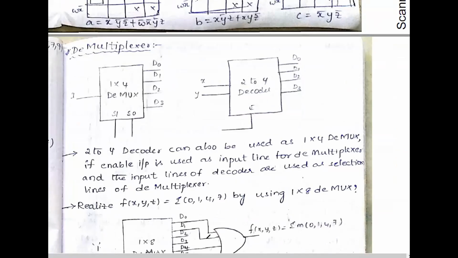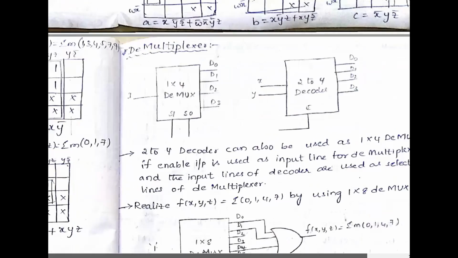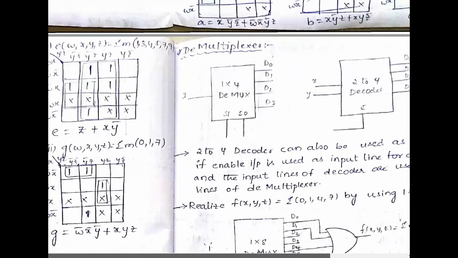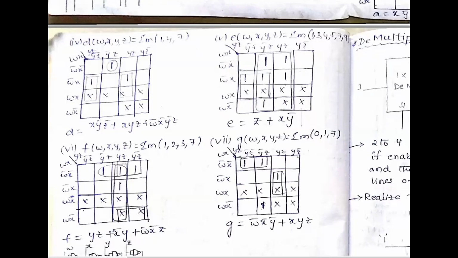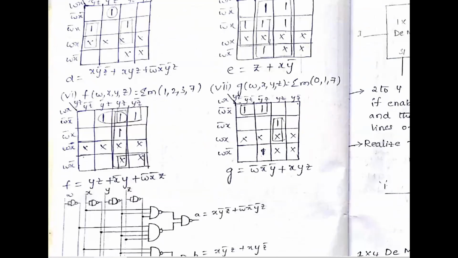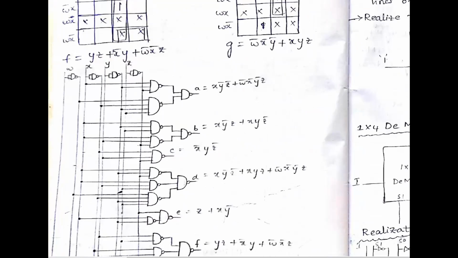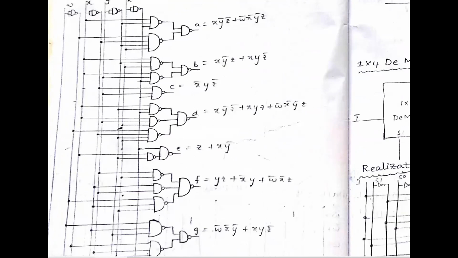I will show you how the minimized expressions look. They have been minimized for common anode. You can verify this diagram. Expression for D, expression for E, expression for F, expression for G. And the common circuit diagram is drawn using NAND gates.